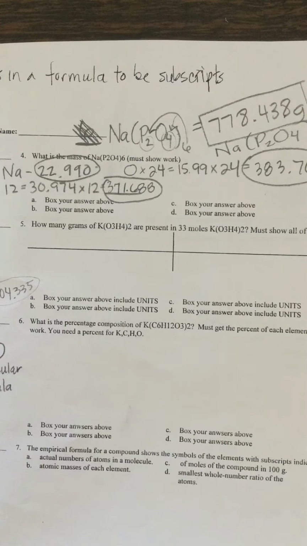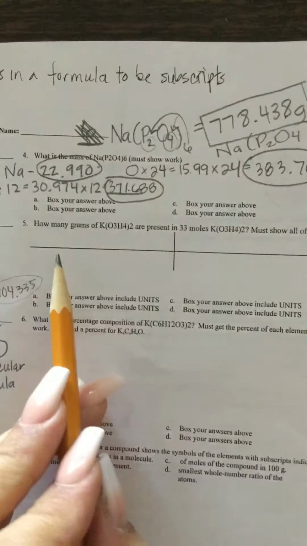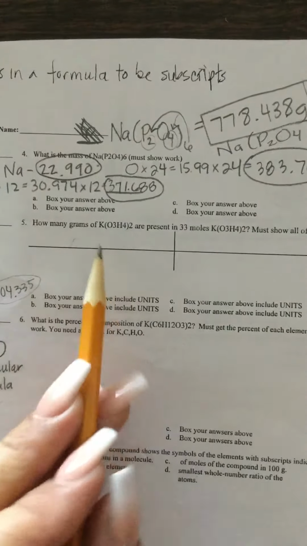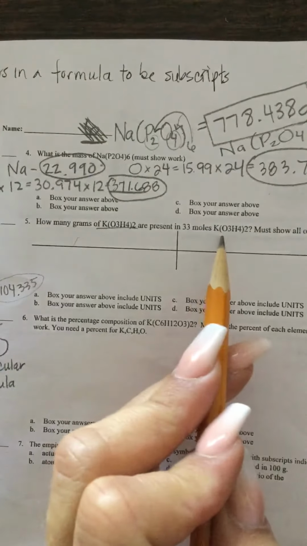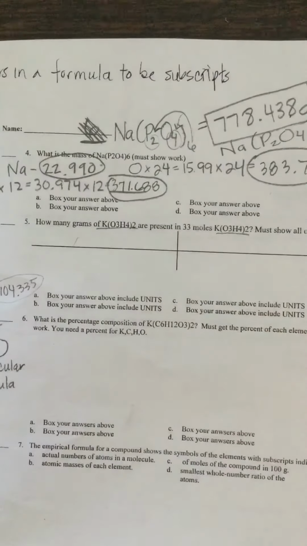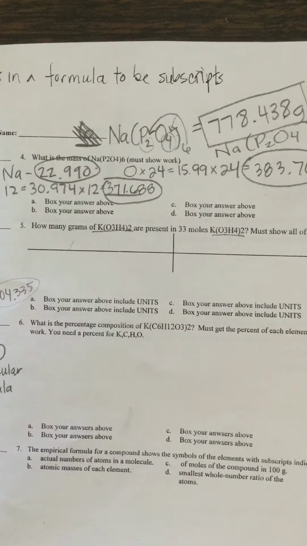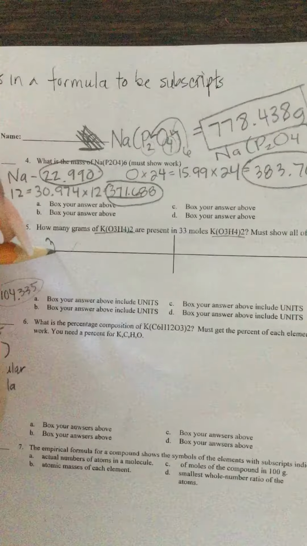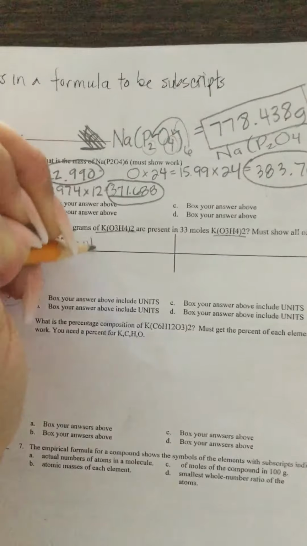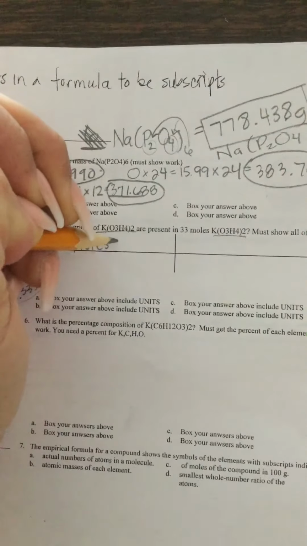Okay, so we're continuing on the quiz. This is number 5 from the quiz that you took yesterday on February 11th. It says, how many grams of this compound are present in 33 moles of the same compound? So it must show all your work. We're just converting here. Whatever you have in here is 33 moles. That's what you were given.